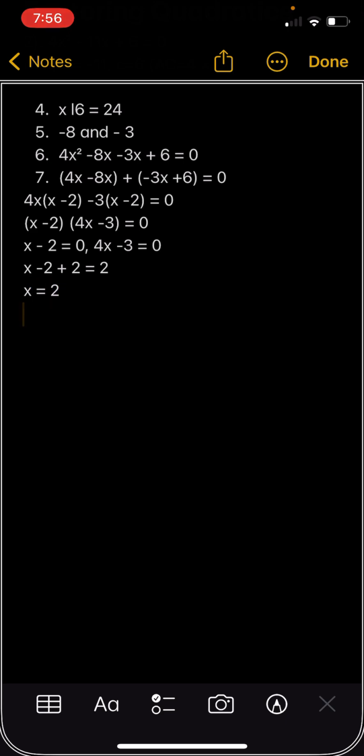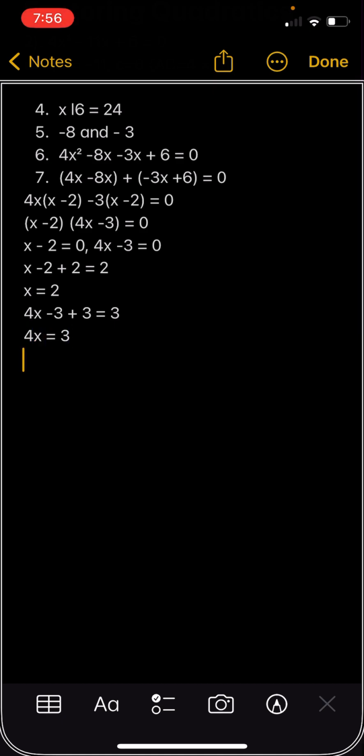In the second instance, let's rewrite this for 4x minus 3. But here we have to add a 3 in order to get rid of the 3, and that will be equal to 3. On the left side, the 3's are going to cancel out, leaving us with 4x equals 3.